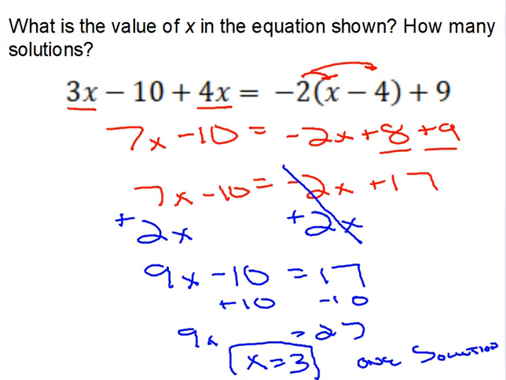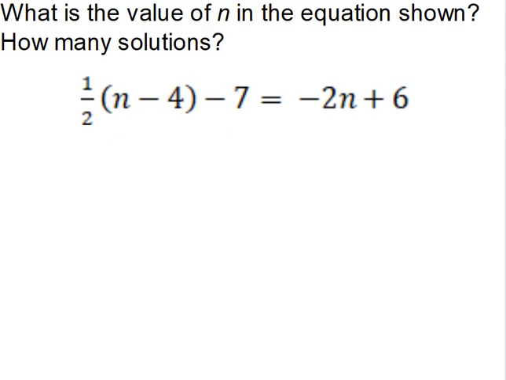So let's look at another example. Here I have n on the left side, I have n on the right side. Let's simplify the left and the right. It looks like the right side's already simplified, so now let's simplify the left side. 1/2 times n is 1/2 n. I could also multiply by 2 on everything if I wanted to get rid of this. So you have a few options. If you wanted to get rid of the fraction, you could. And you know what? Let's do that.